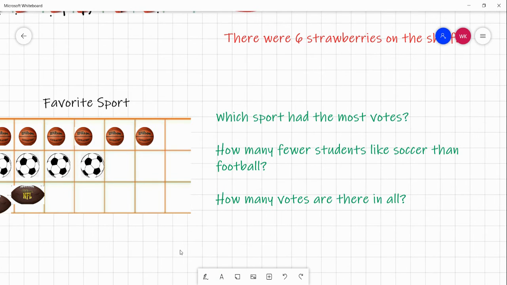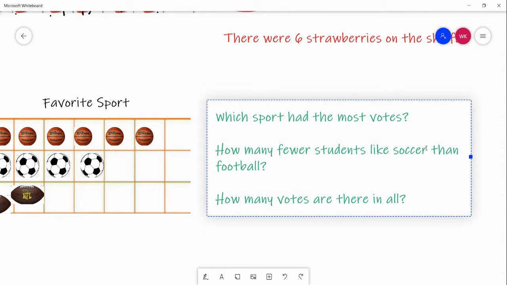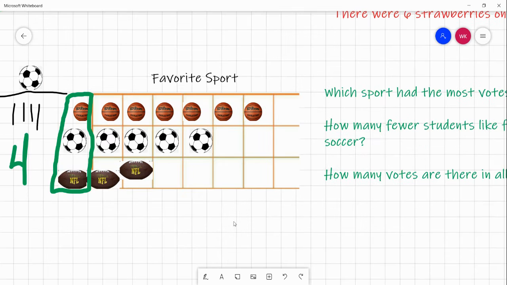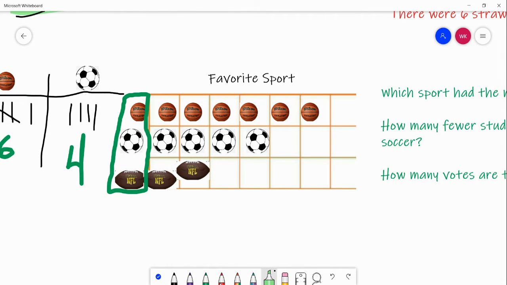My next question to you is, how many fewer students like soccer than football? That should be how many fewer students like football than soccer. Sorry, I mixed those up. How many fewer students like football than soccer? So we're going to look at our picture graph, and we're going to see, okay, so 4 people liked soccer and 2 people liked football. So let's see, how many more people liked soccer than football, or how many fewer students liked football than soccer?